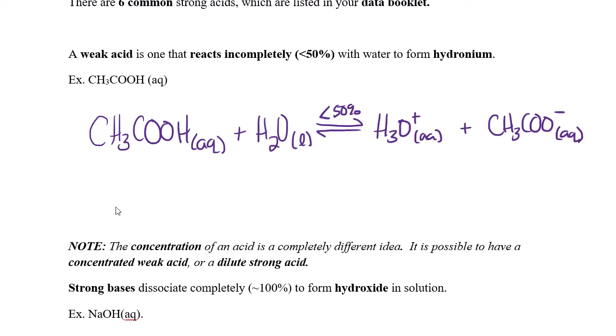Acetic acid actually only reacts at about 1%. So if I add 100 acetic acid molecules, CH3COOH molecules, to the solution, only maybe one of them is actually going to react with water to form hydronium.